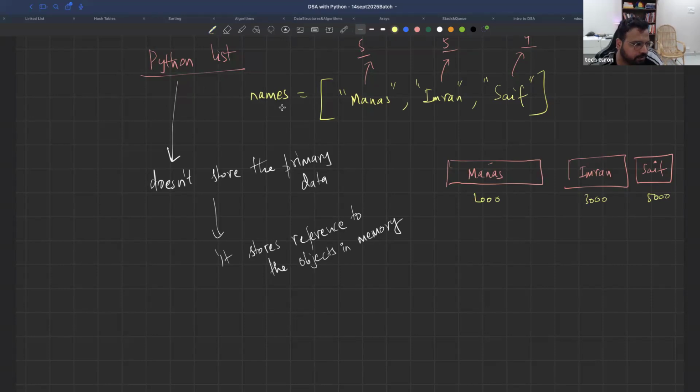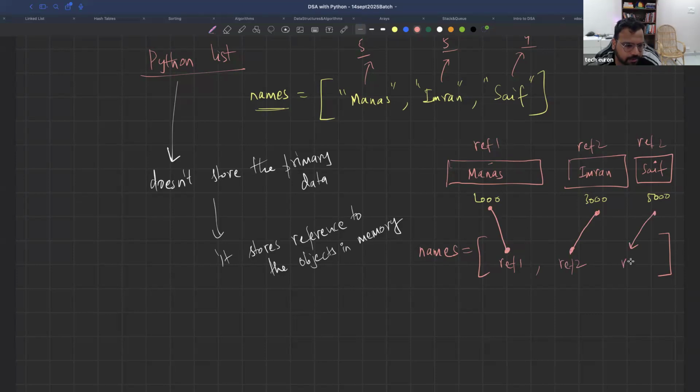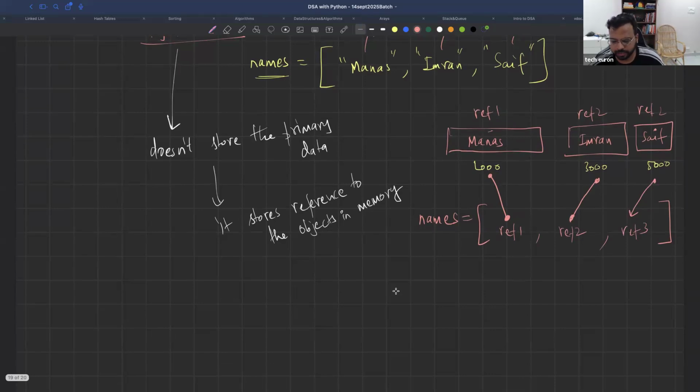And when we create a list, when you say this is names in Python, how it is stored is it will store the references. This is reference 1, this is reference 2, and this is reference 3. So the address of this will be stored here, that is reference 1. The address of this will be stored here, that is reference 2. And the address of this will be stored here. This is called reference 3. Did you guys understand? What is the difference between compact array and referential array?